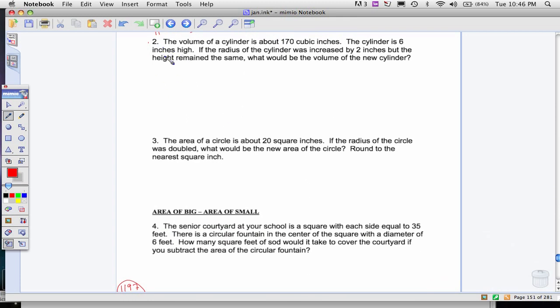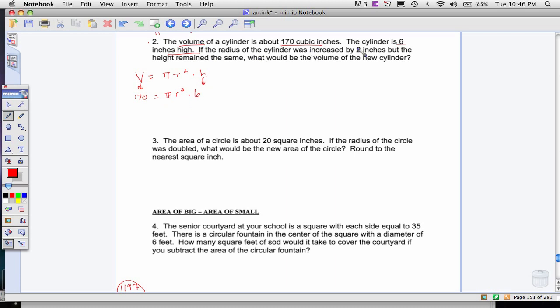Now, take a look at problem number 2. I want you to read the first sentence and see if you can figure out what formula you need to use. Pause the video now. The volume of a cylinder is about 170 cubic inches, so the formula we need is V equals pi r squared times h. It gives me the volume, and it gives me the height. I'd like you to fill these into the formula where you think they need to go. Pause the video. If you said 170 needed to go in for V, and a 6 needed to go in for h, you'd be correct.